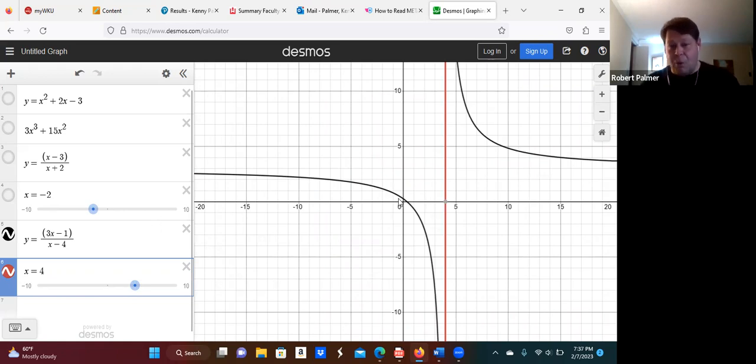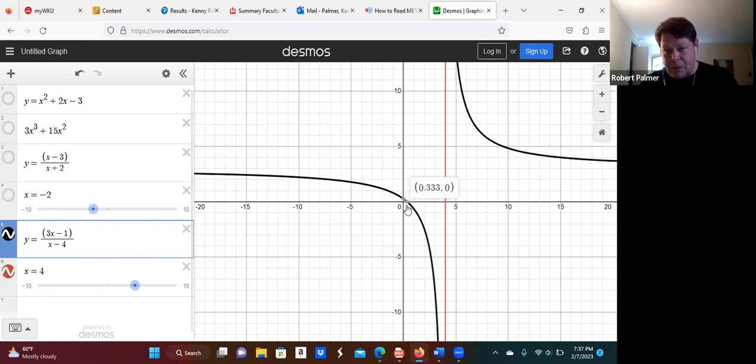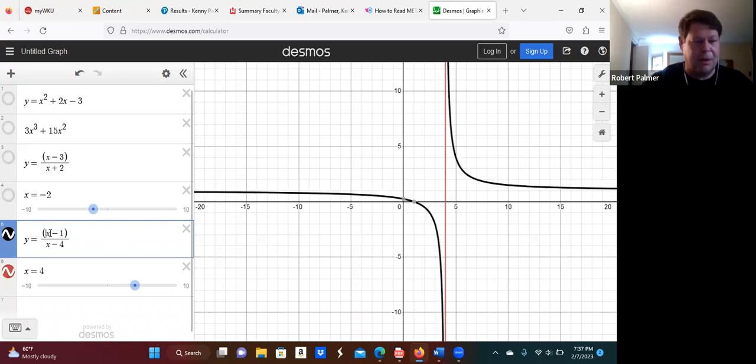All right, now where's our intercept? Our intercept is actually 1/3, 0.333. In fact, let me change this. Let's just make this simple. Let's just change this to x minus 1 over x minus 4. That way everything is simple.